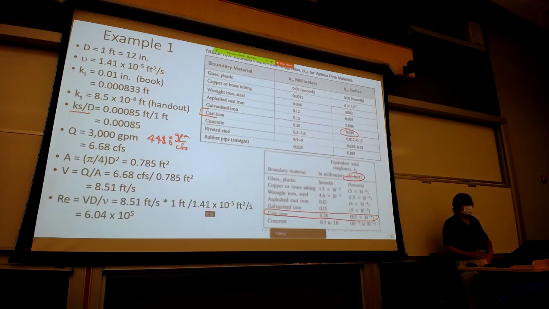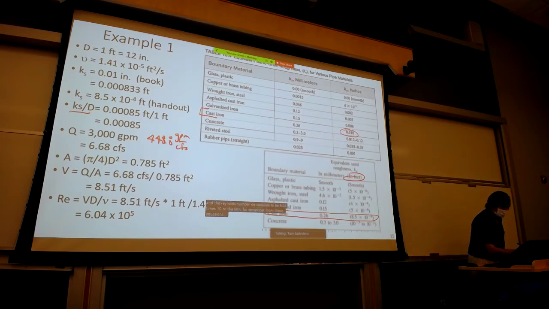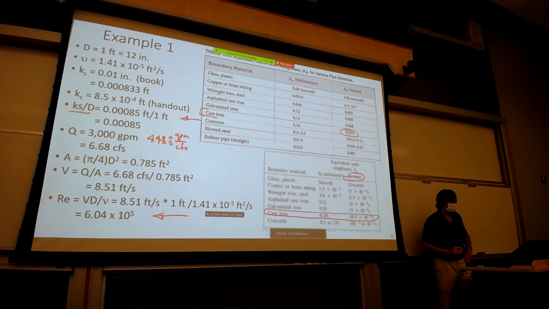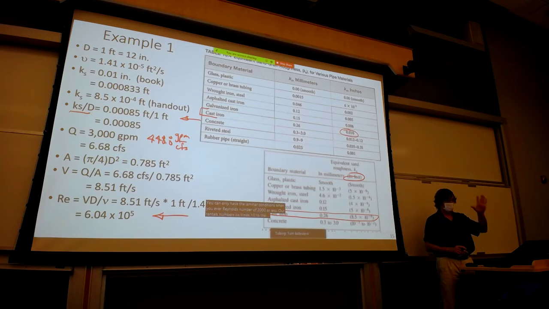And now we can get the Reynolds number. The Reynolds number is the velocity times the diameter over the kinematic viscosity. And the Reynolds number we calculate to be 6.04 times 10 to the fifth. So remember, from those equations or the Moody diagram, we typically need k sub s over D, and we need the Reynolds number. For the Moody diagram, in the laminar zone, all you need to know is the Reynolds number. But right now, you don't know where you are, well, you should. You can only have laminar conditions when you have a Reynolds number of 2,000 or less. Our Reynolds number is 6 times 10 to the fifth, so you know you're not laminar, right?